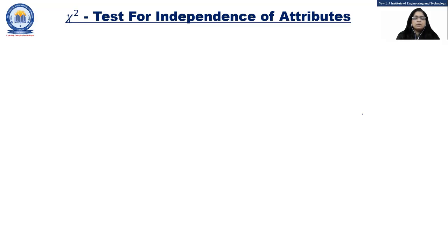Let A and B be two attributes of the population. And they are independent if they are not related to each other. But two attributes A and B are not independent if they are associated on the basis of the cell frequencies. So it is required to test whether the two attributes A and B are associated or not.